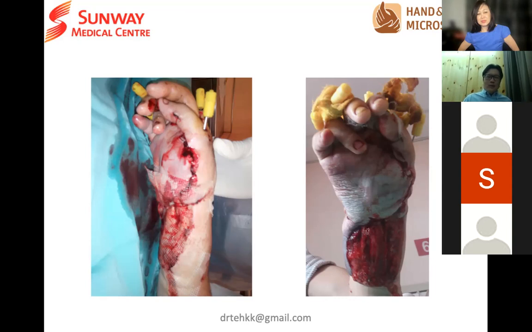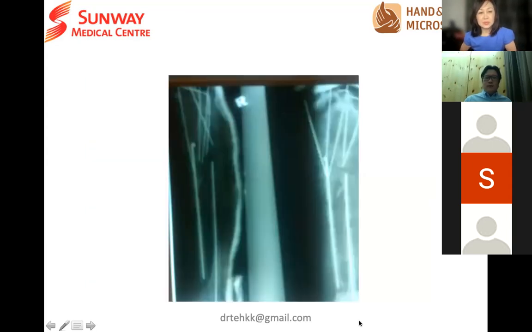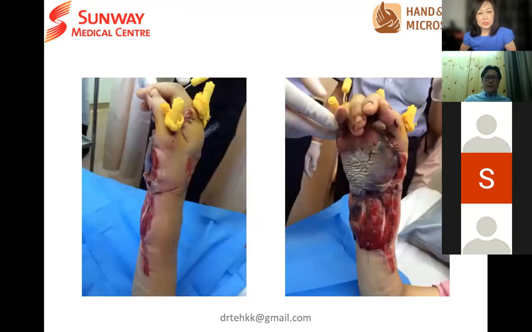So when they called me, I had no choice but to take her over, and said, okay, we'll see. She's not from Sabah, she's from here. So she flew back to KL, and this is what I saw. And these were the X-rays with all the wires there.